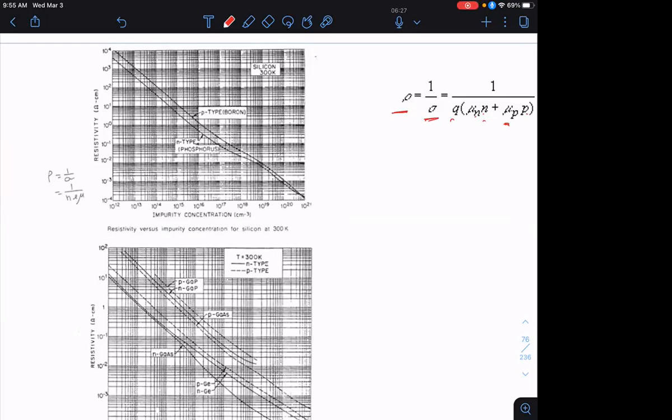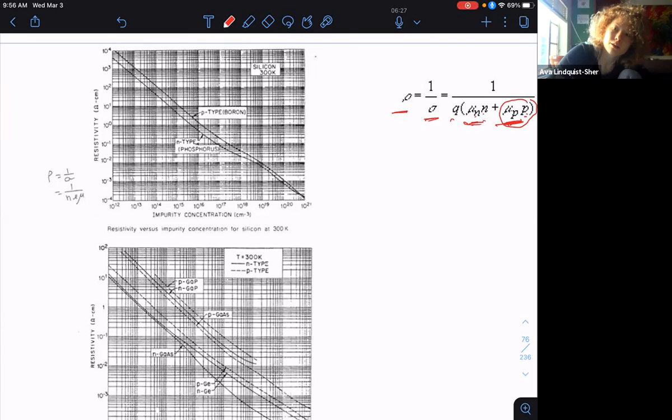Now, both of these terms would not generally be important. If I was looking at a p-type semiconductor, I only have to worry about the second term, mu p times p, not the first term. Any guesses? Why do you think that is?